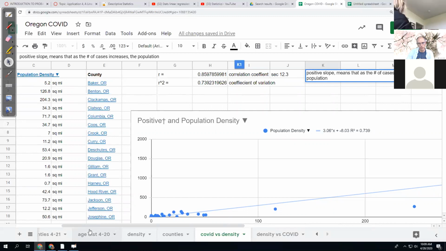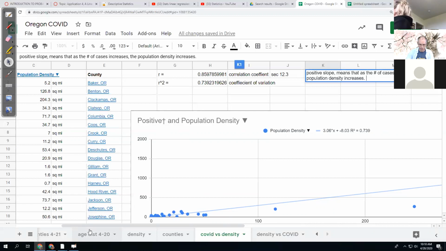Now, that's correlation, not causation. I don't think the number of cases controls the population density. And I could also state that the other way, that as the population density increases, the number of cases should increase too. So it could be stated in either direction. Causation is a whole other thing. I'm just talking about correlation.